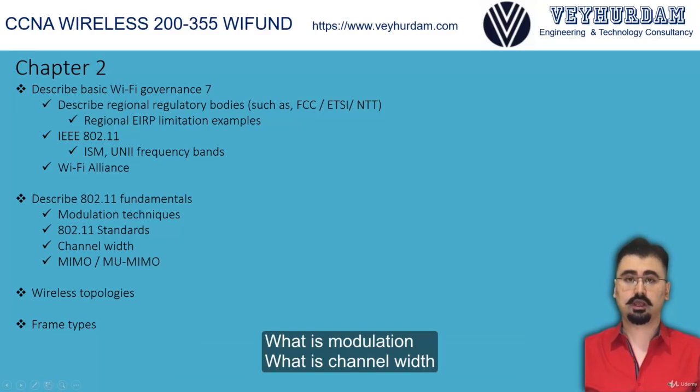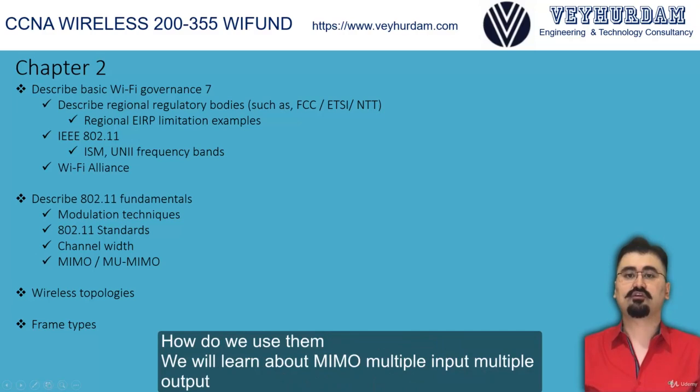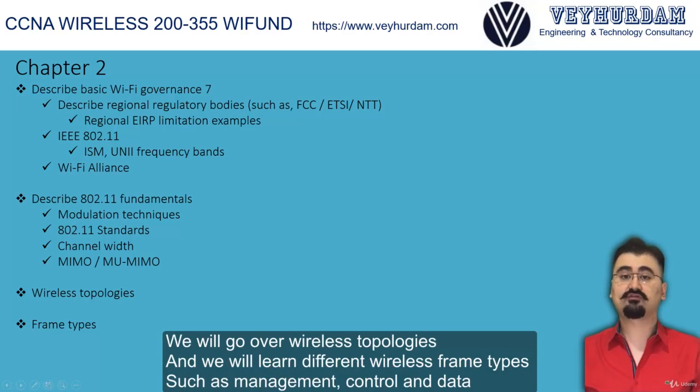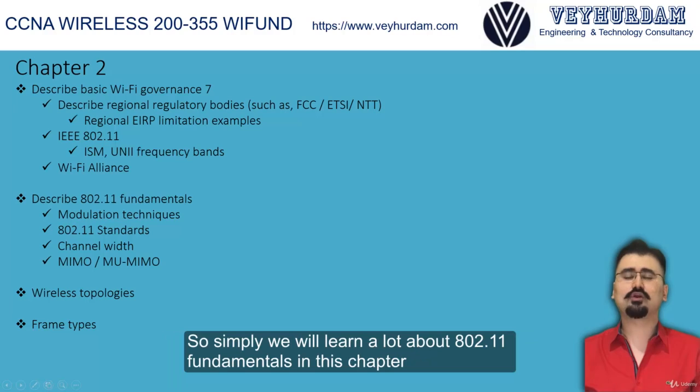What is modulation? What is channel width? How do we use them? And we will learn about MIMO, multiple inputs and multiple outputs. We will go over different wireless topologies, and we will learn different wireless frame types, such as management, control, and data. So simply, we will learn a lot about 802.11 fundamentals in this chapter.